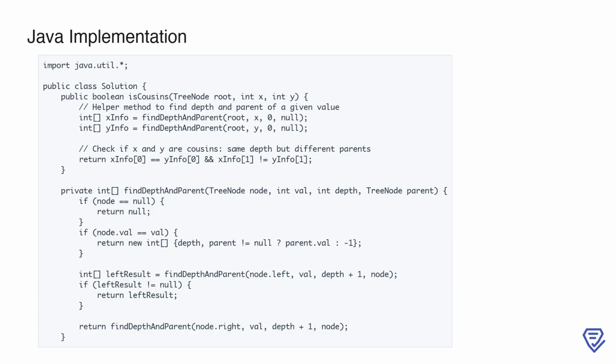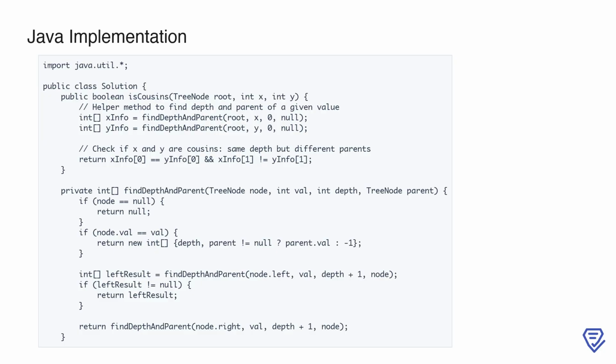Here, we start by defining our Java solution to determine if two nodes in a binary tree are cousins. The main method, isCousins, takes the root of the tree and the two values, x and y, as input. The first step is to gather information about these two nodes by using a helper method called findDepthAndParent. This method will return an array containing two pieces of information, the depth of the node and the value of its parent. For both x and y, we call this helper method, passing the root, the target value, an initial depth of 0, and a null parent since the root has no parent.